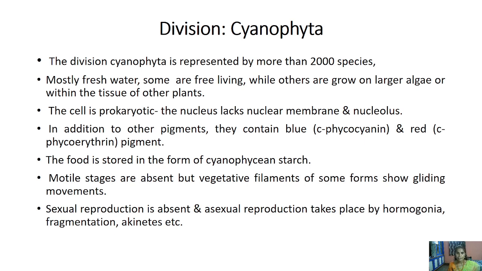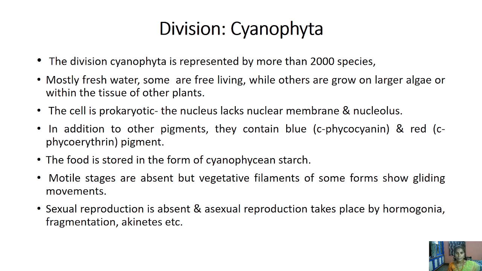The division Cyanophyta is represented by more than 2000 species of cyanobacteria, which are mostly freshwater. Some are free living, while others grow on larger algae or inside the tissue of other plants as endophytes. The cell is prokaryotic in nature, where the nucleus lacks nuclear membrane and nucleolus. That type of nucleus is called an incipient nucleus, which is a primitive character.